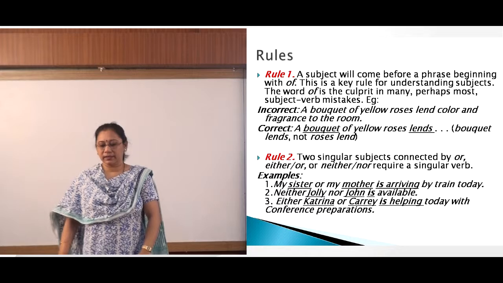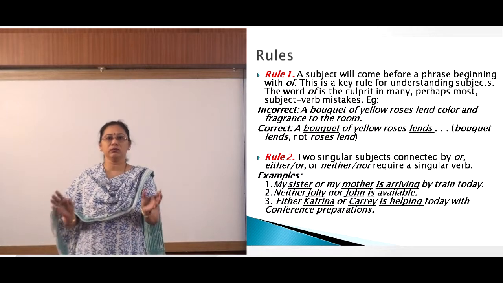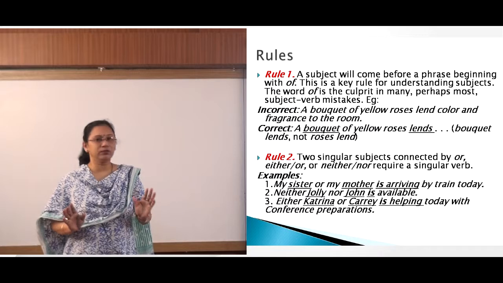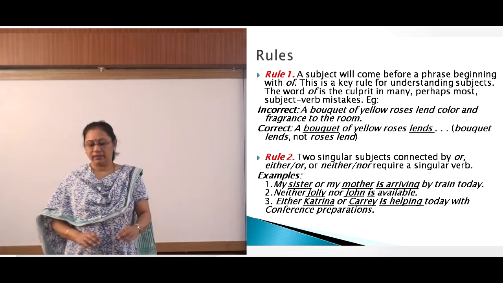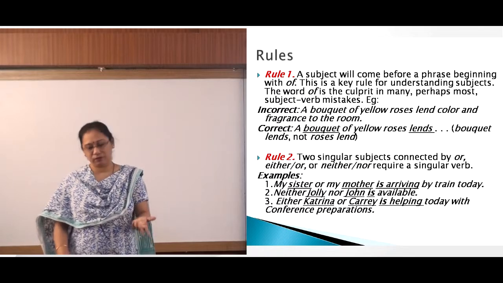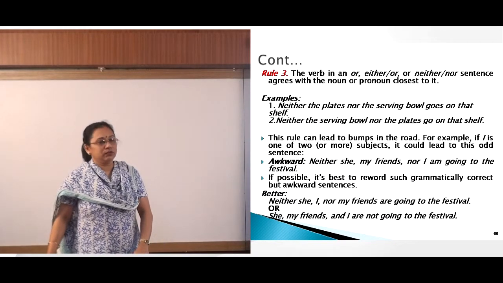Alright. The third example: either Katrina or Carrie is helping today with conference preparations. Again the same thing. Katrina and Carrie are two singular subjects and the verb also tallies along with them. Okay, neither of them is available or is helping with the conference proceedings. Now let us look at the example relating to rule 3.